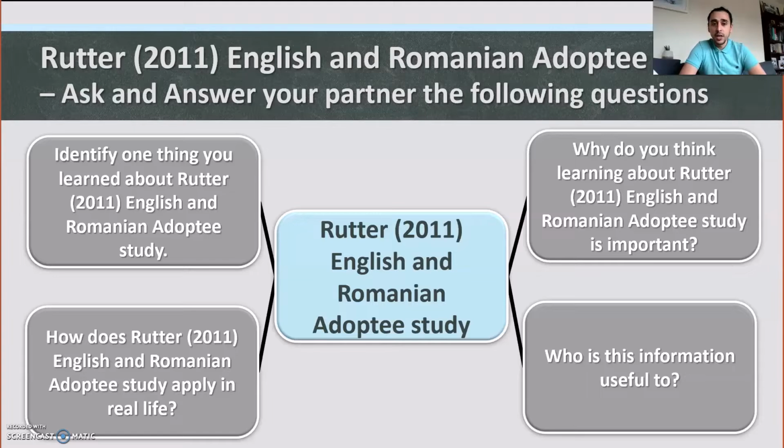Identify one thing you've learned about Rutter. Why do you think learning about this is important? How does this apply in real life? Who is this important to?